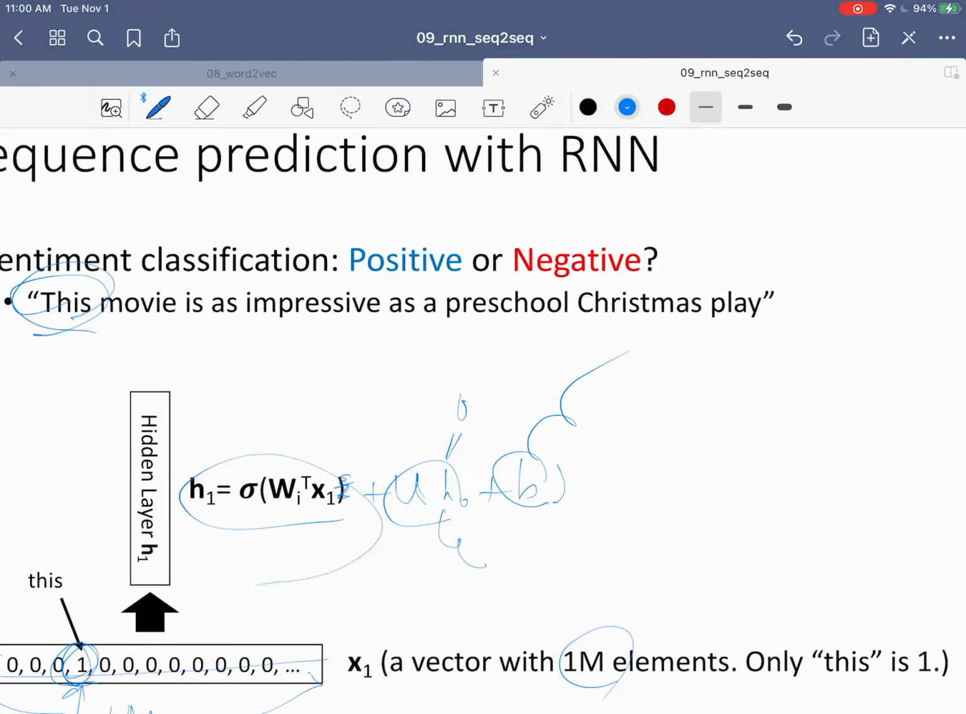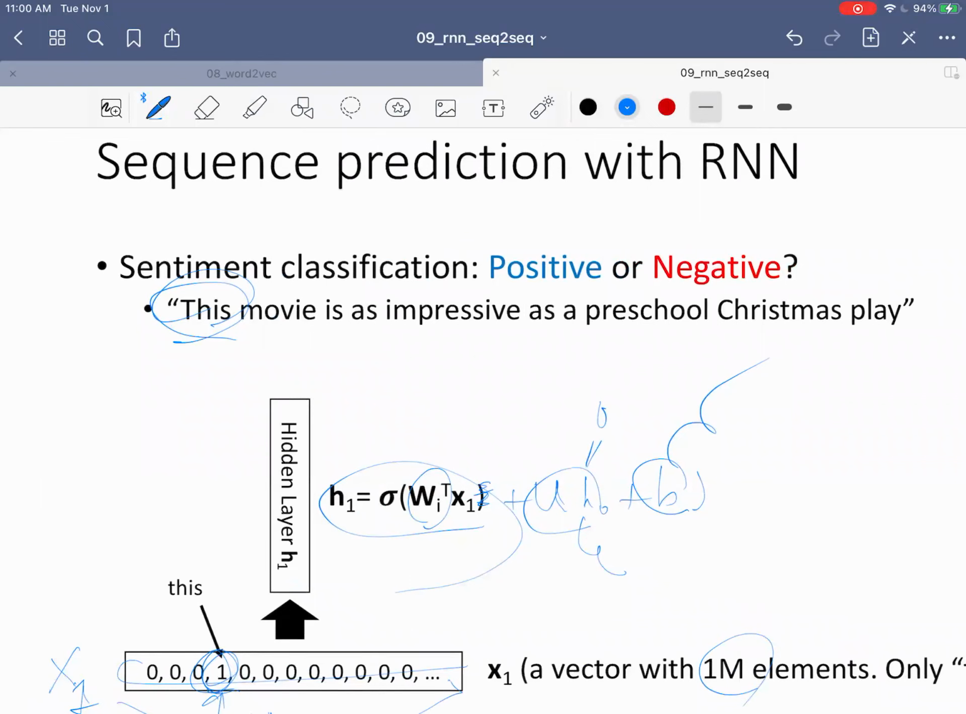So you put in your one-hot vector, and then your WI would be the weight. Another hyperparameter you need to set is the size of your hidden layer. The size of the hidden layer should probably correlate with the complexity of your task. Since this is just binary classification, maybe we can just set it to 128. So your W should be what? It should be a matrix that looks like this: 128 by 1 million.